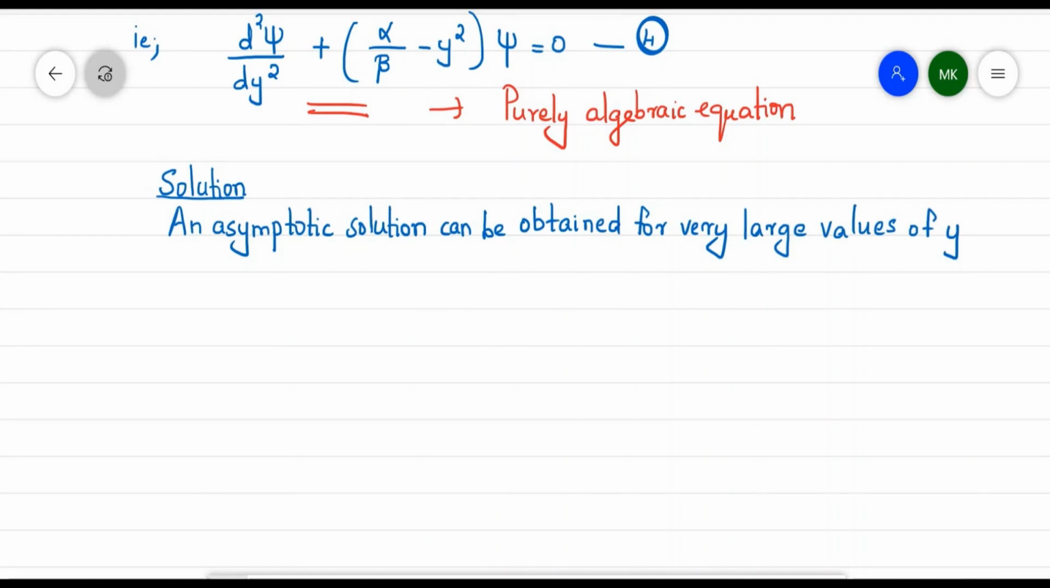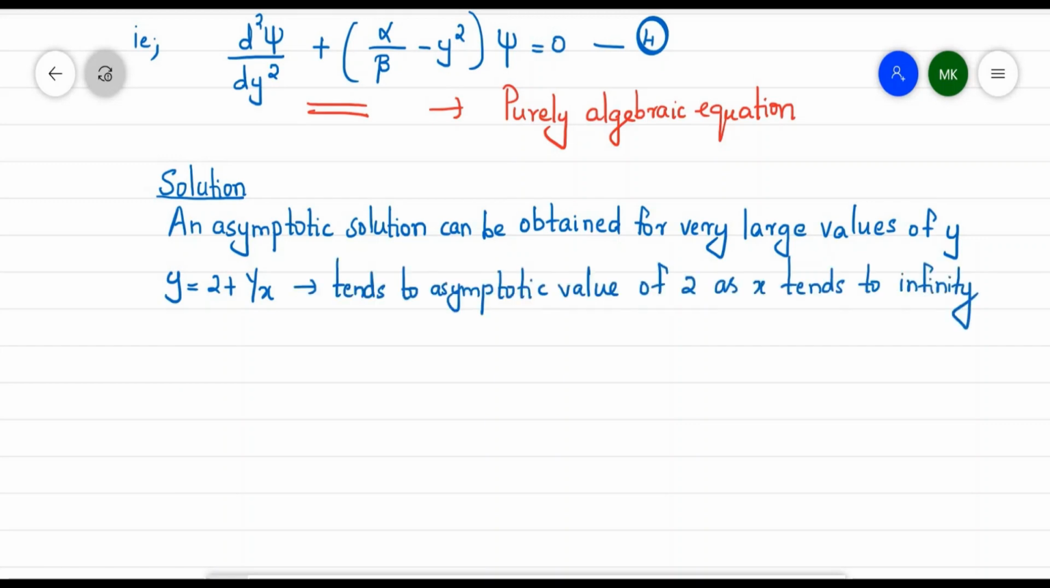What is meant by an asymptotic solution? A solution goes to an asymptotic value if, as the independent variable tends to infinity, the dependent variable or its derivative tends to some constant value. For example, the function y equals 2 plus 1 by x. This function tends to asymptotic value of 2 as x tends to infinity. Similarly, here we can obtain an asymptotic solution for very large values of y.